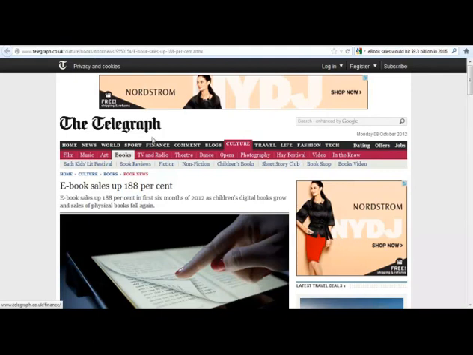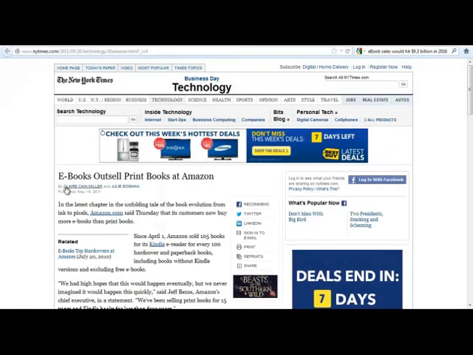Here's an article on telegraph.co.uk, which is a newspaper that's pretty popular in the UK. And here they mention how ebook sales are up almost 200%, so they're up 188% in the first 6 months of this year. Here's another article on the newyorktimes.com site, and in this article they're talking about how ebooks are outselling print books at amazon.com.